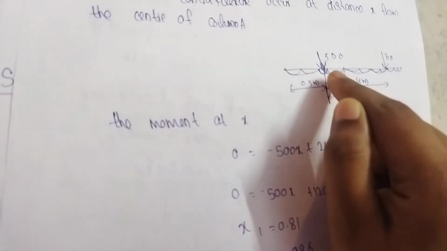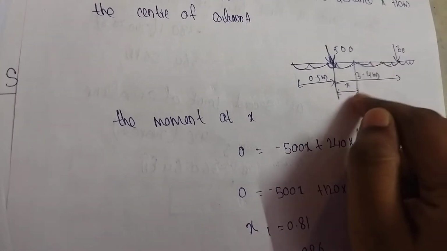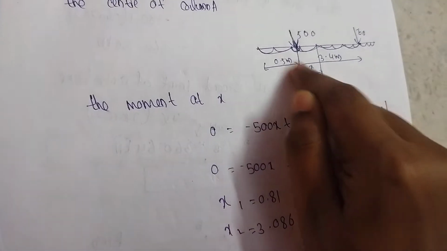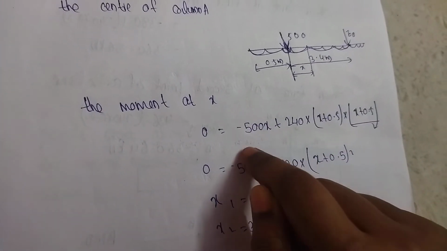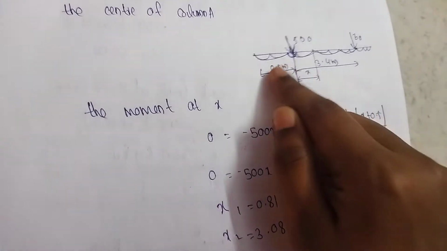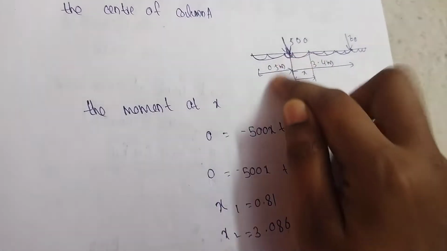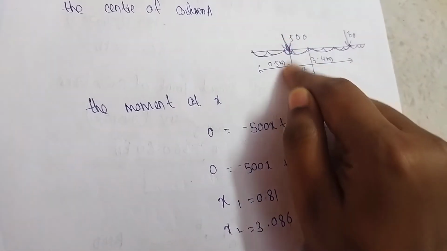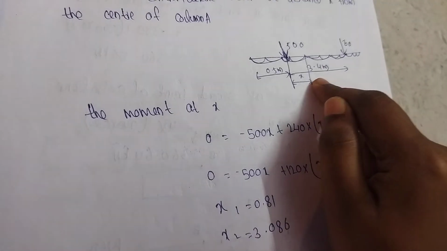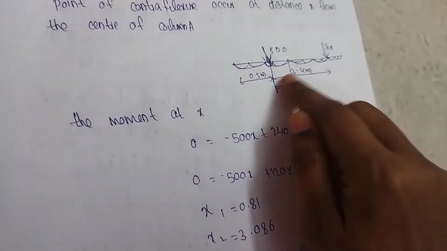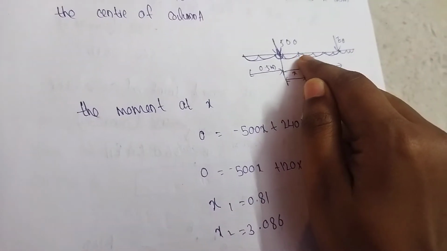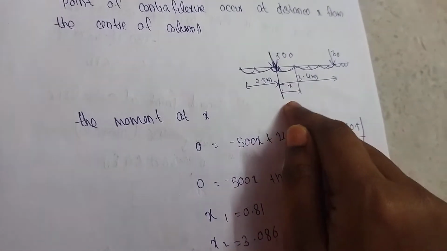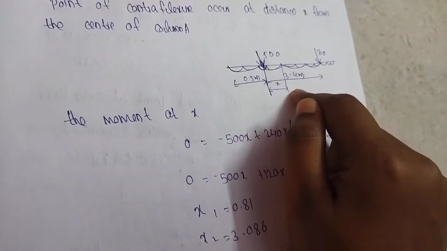Assume from this column to x distance the point of contraflexure acting. We want to assume the downward load is acting as minus, and we want to calculate the moment. Assume the anti-clockwise moment as negative, so assume this point as the point of contraflexure. We don't know the distance from this column, so assume this as x.